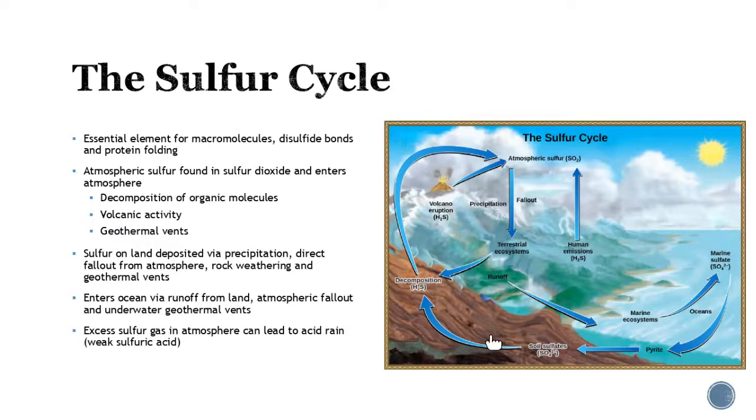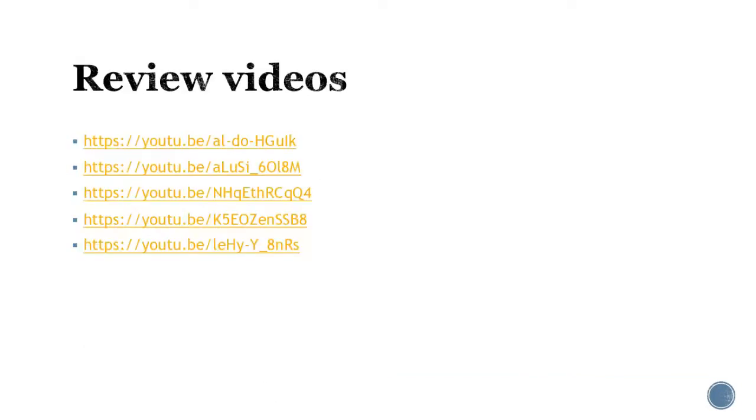Now, it is given to the land, and that will run down into the water, and we also have it where it directly falls out from the atmosphere. If we do have an excess of sulfur gas in the atmosphere, this is what we can attribute to acid rain. So not as extensive as the other ones, but it's there.